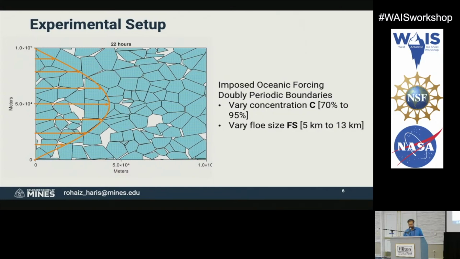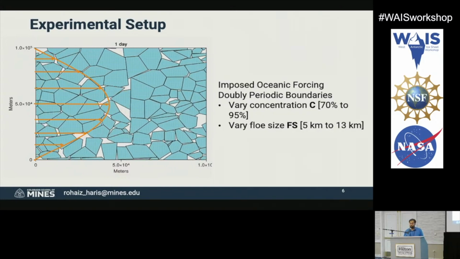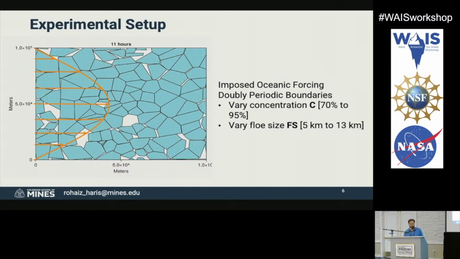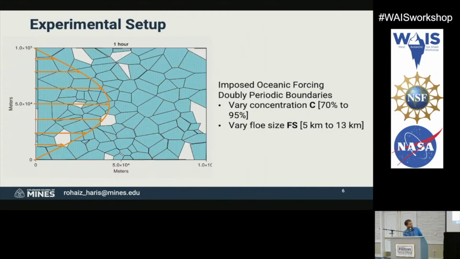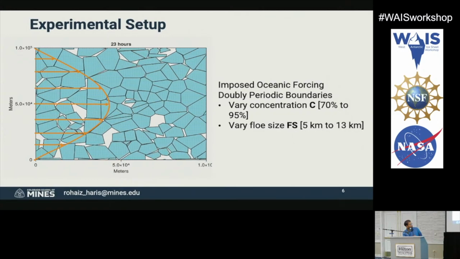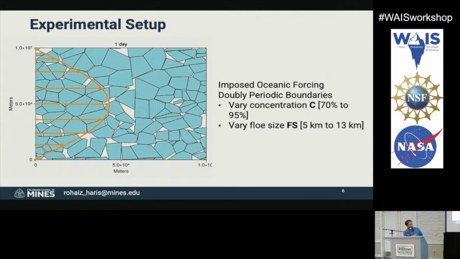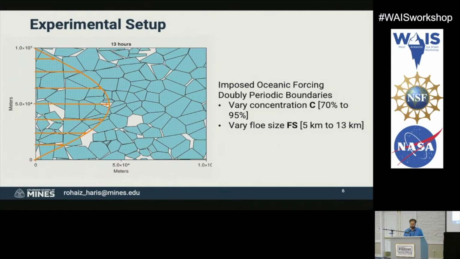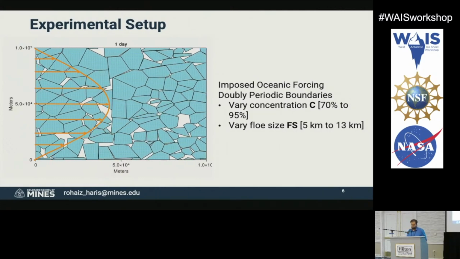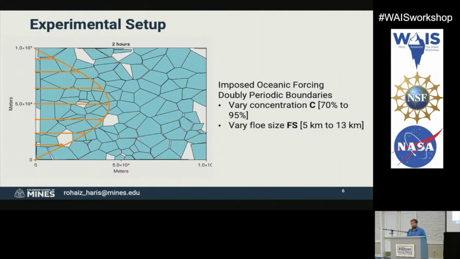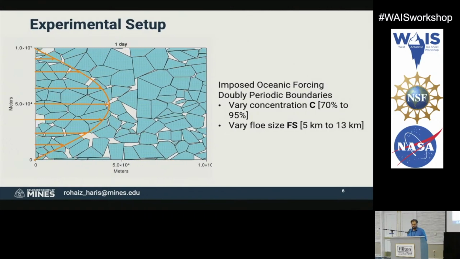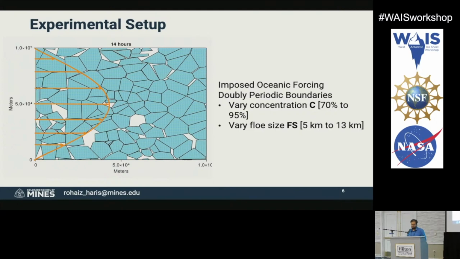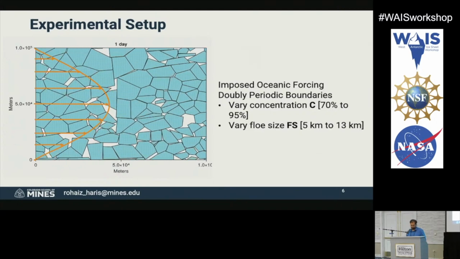So in our experimental setup, we impose an idealized shear flow in the ocean, as you can see from the orange arrows and the curve, and it peaks at 0.5 meters per second at the center of the jet, and it goes to 0 towards the edges of the domain. We run two sets of experiments, one where we vary only the pack concentration and we keep floe size the same, and another where we vary floe size and we keep pack concentration the same.